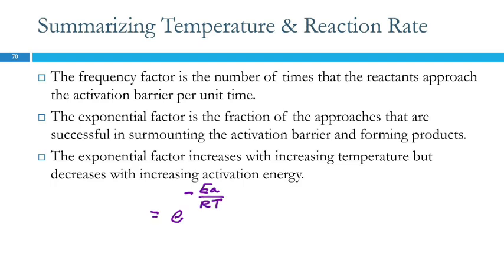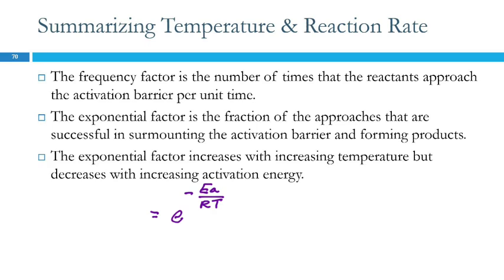So this is the exponential factor. If this is a big number, we have e raised to a negative big number. That's going to make this whole factor smaller. If temperature is big, that's going to make this number smaller. e raised to a negative smaller number is larger. That may or may not make much sense to you.